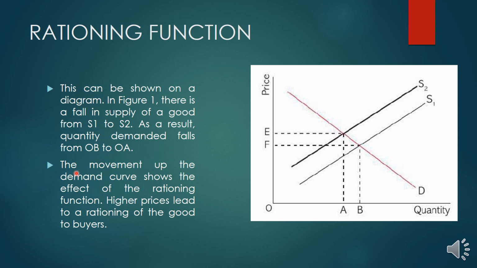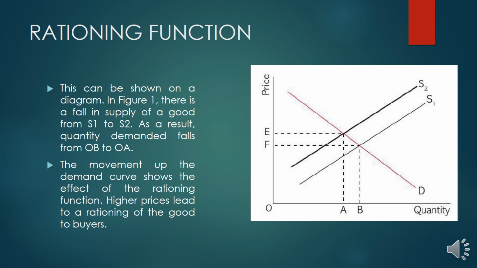Then the movement up the demand curve shows the effect of the rationing function. Higher prices lead to rationing of the goods to the buyers. So higher prices are rationing goods. We are not giving to everyone. Only those who are ready to pay a high price, only for them are we rationing it. So that is called the rationing function. I hope it is clear.